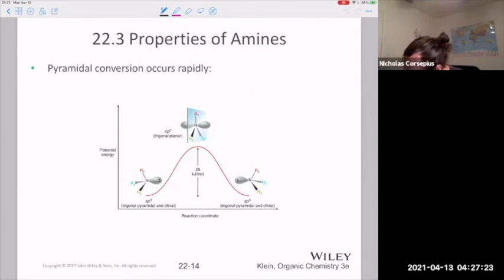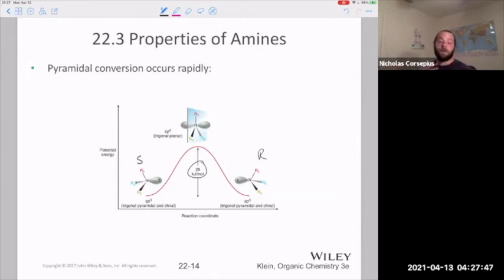So it goes from being, let's just say this is the S stereochemistry if we went through and designated groups, but it interconverts with that R form as well. Okay, so it goes through this trigonal planar intermediate. There is, of course, an energy barrier to do so, but it is not that large. So at room temperature, these are rapidly interconverting.